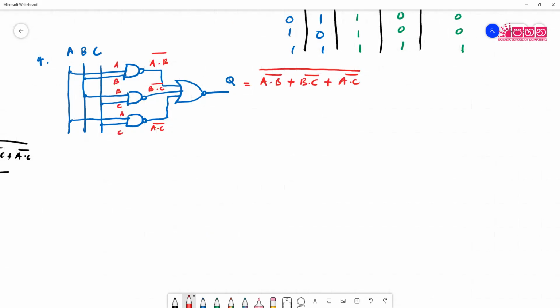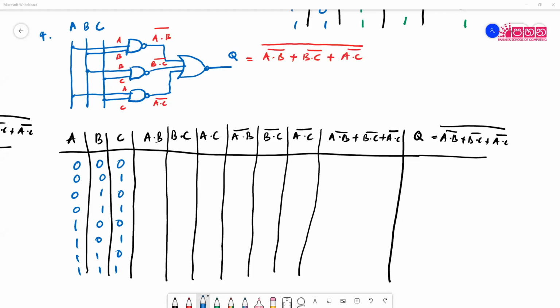Now to draw the truth table, we should know that there are 3 inputs, A, B, C, and we want to find A dot B bar, B dot C bar, A dot C bar, and then get the complement. You can remember this, or you can handle this mentally: multiply and get the complement. But to make it easy, I add these 3 columns. If you're capable of doing that, you don't need to put these 3 combinations, and you can save some space. But for me, I will start from here.